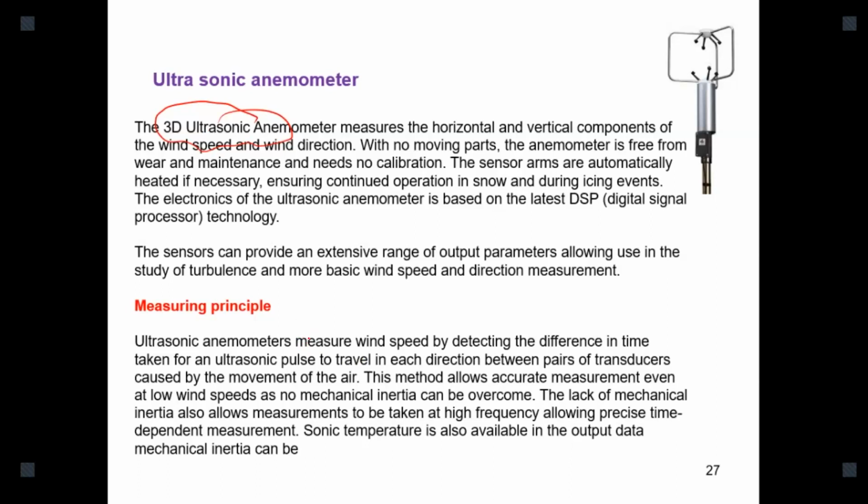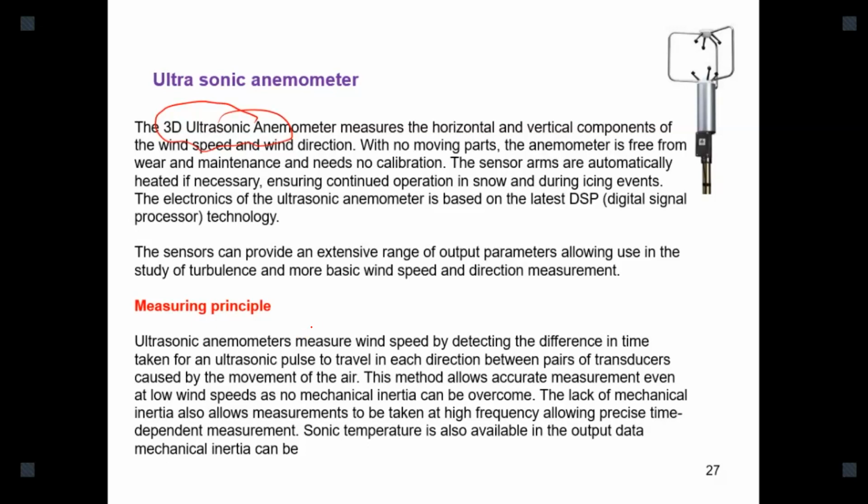The advantages are that it can measure the instantaneous variation of the wind speed, as well as 3D. That means not only the horizontal component, the vertical component can also be measured here. Then with the same instrument, it can measure the variation of both direction and speed. That is another important point.